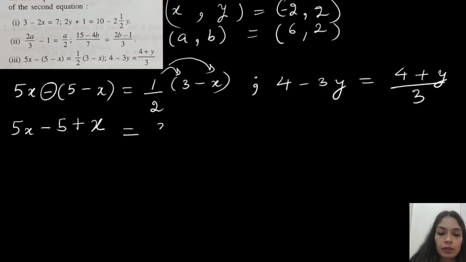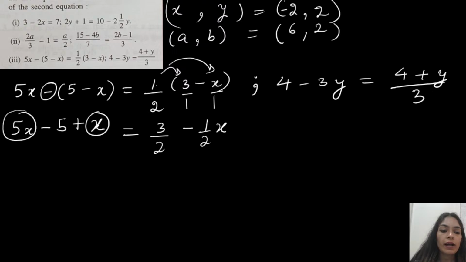So this will become 3 by 2, because 1 into 3 is 3. This is like 3 by 1, you can consider it like that. So 1 by 2 into 3 by 1 is 3 by 2, minus 1 by 2 x. So I have just multiplied, and the brackets are finished. Now like terms we can simplify if possible. This 5x and this x are like terms. 5 plus x, x means 1x, so this will become 6x minus 5. On the other side I have 3 by 2 minus 1 by 2 x.